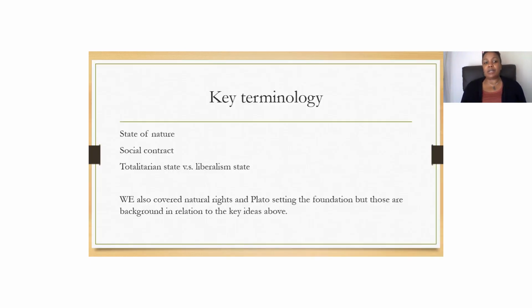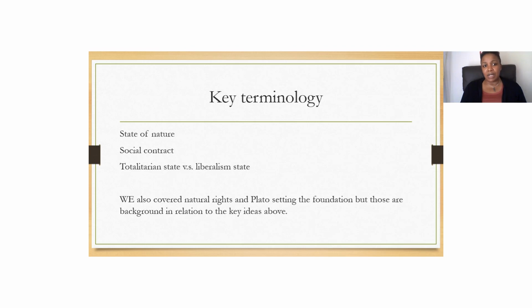So first, the key terminology. We've learned a lot of key terminology, but the terminology you should put emphasis on are the following, because they're at the heart of our early modern thinkers: the state of nature, social contract, totalitarian state, and a liberalism state.